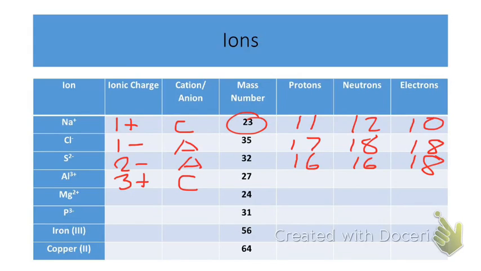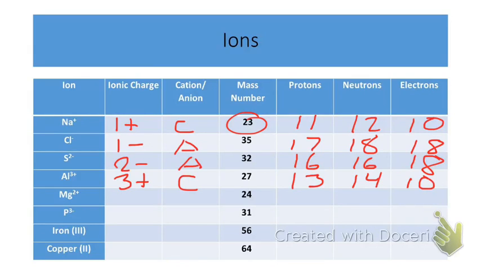It has a total of 13 protons. So 27 minus 13 gives us 14 neutrons. And since it's lost those 3 electrons, it can only have 10 electrons total. All right, hopefully you're getting the idea here.